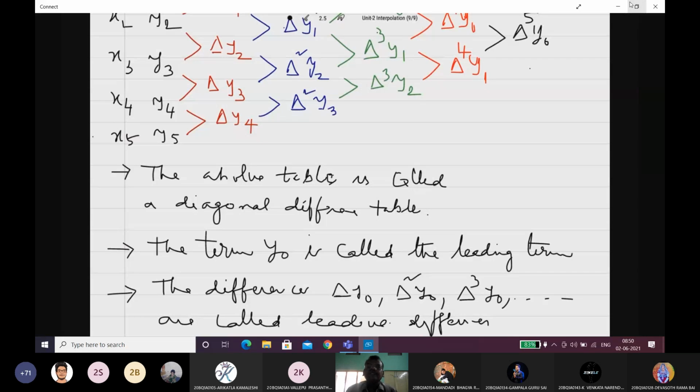This is the forward difference table and the related information regarding it. Tomorrow we have to do backward and central differences, and then we have to study some relations between these three also. Okay. Thank you. I will stop here today.